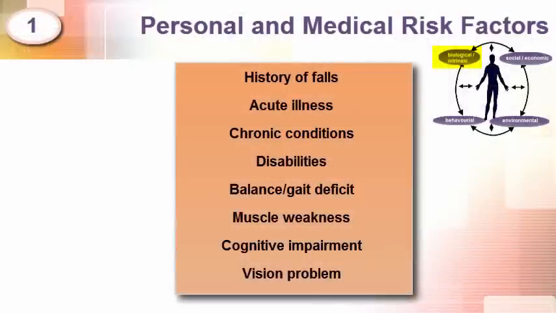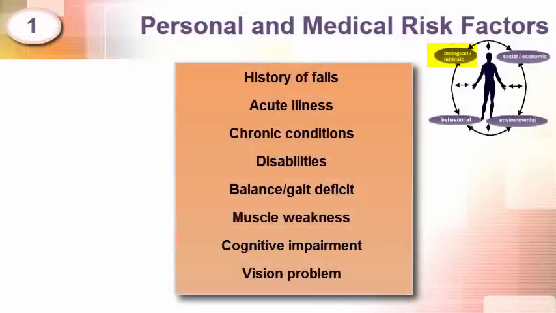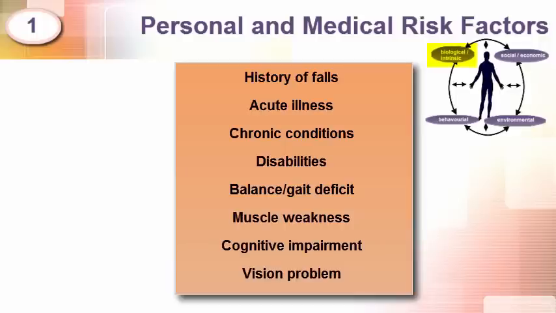Just in this personal and medical risk factor category, there are numerous risk factors that an older adult may have. Even if genetics, the natural process of aging, chronic or acute health problems can't be changed, good management can help reduce the related risks.